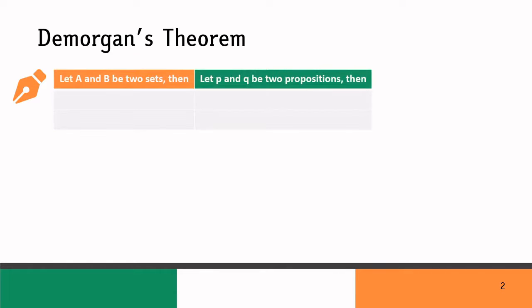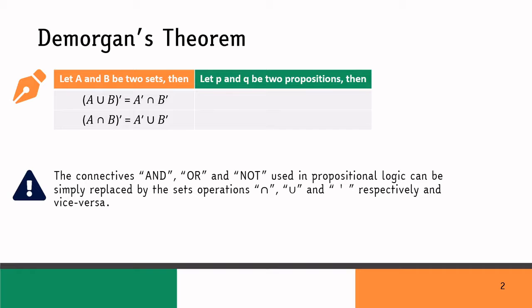Let us assume any two sets A and B. Then, De Morgan's first law states that the complement of A union B is equal to the complement of A intersection the complement of B. And for the second law, the complement of A intersection B is equal to the complement of A union the complement of B. Please note, the connectives and, or, and not, which are used in propositional logic, can be simply replaced by the set operations intersection, union, and complement respectively, and vice versa.